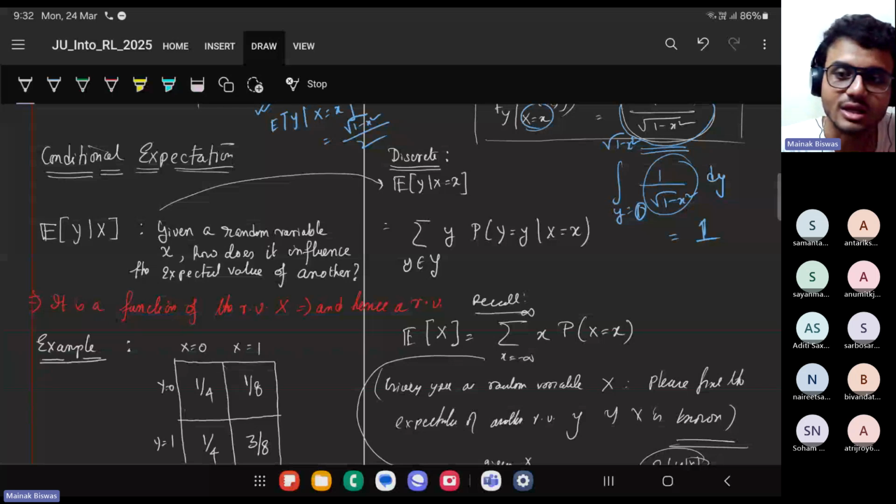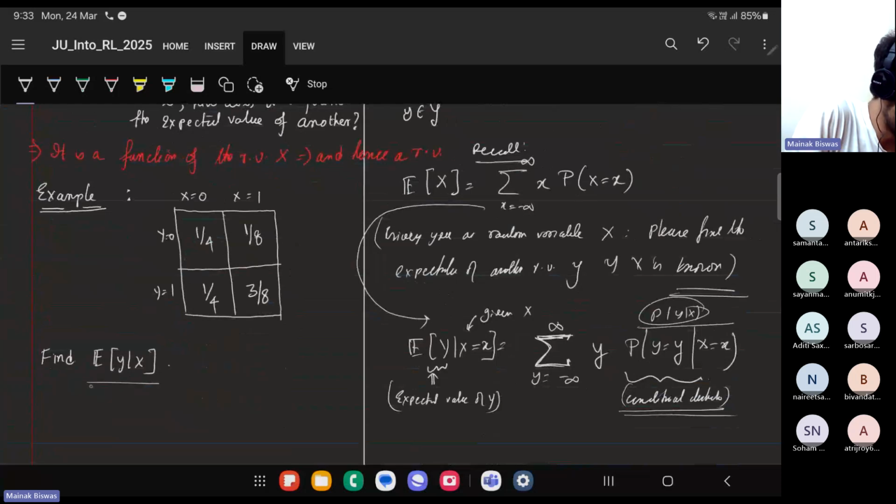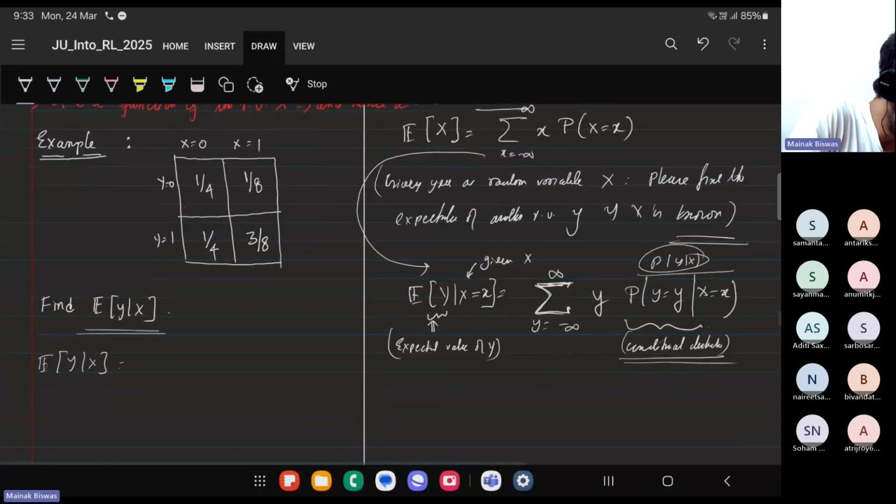There are more complicated definitions of the conditional expectation, but the idea is how does a random variable x influence the expected value of the other random variable? So let's take an example and try to understand. I'm trying to find the expected value of y given a random variable x, the same problem that we discussed just now. Whenever I told you we have to find it in terms of another random variable, what did I tell you? You assume the other random variable to be a particular value. So let's take that.